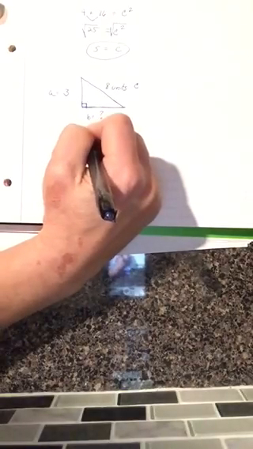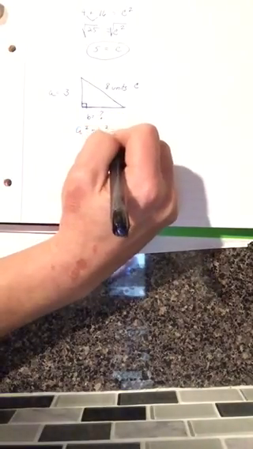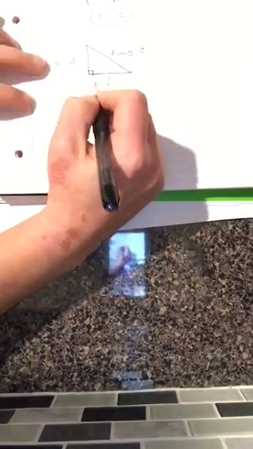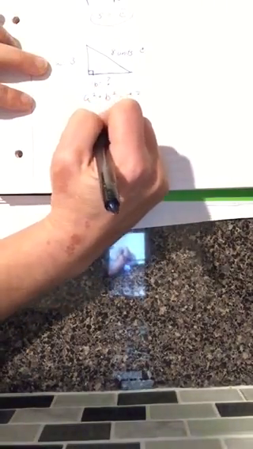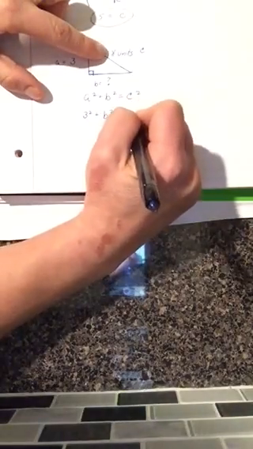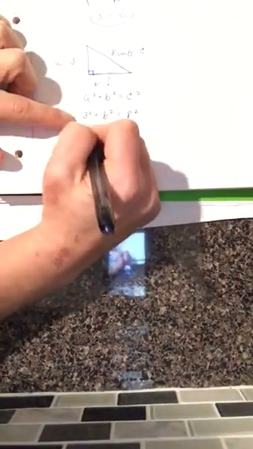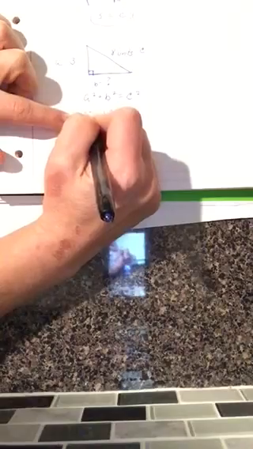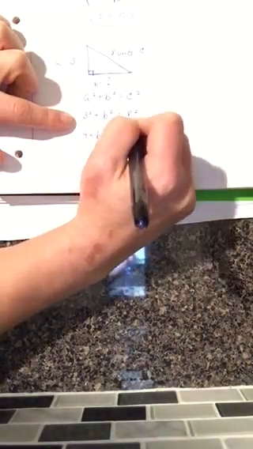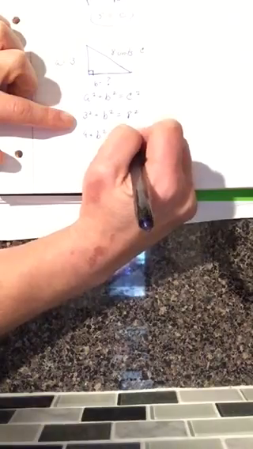So again, A squared plus B squared equals C squared. We're going to replace A with 3, plus B squared equals, and we're going to replace C with 8 squared. So let's go ahead and simplify our exponents. So 3 times 3 is 9, plus b squared equals 8 times 8 is 64.